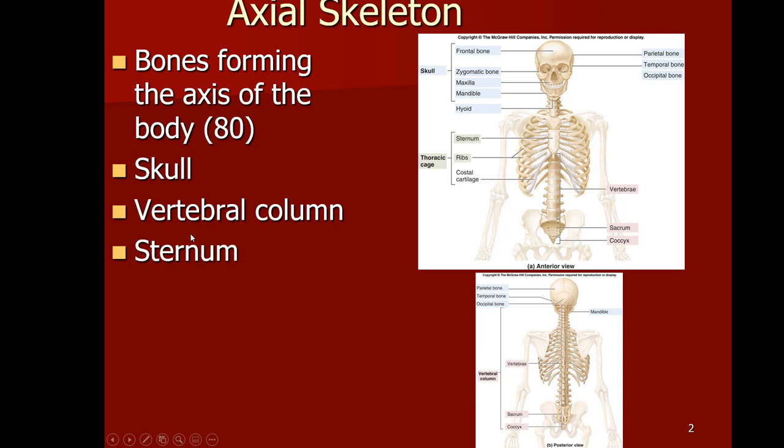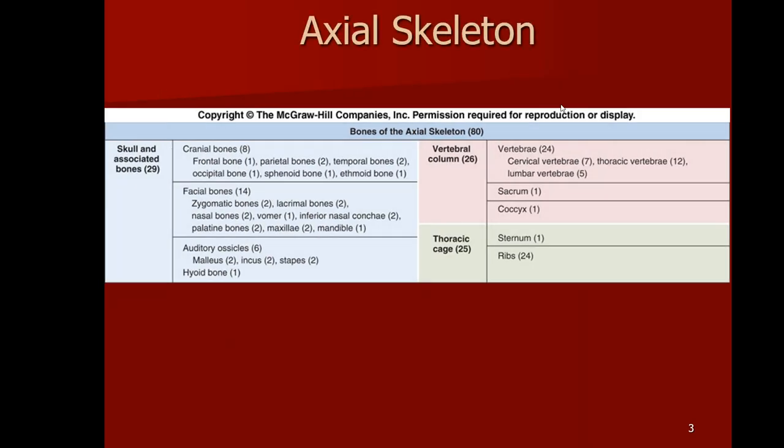So skull, vertebral column, sternum, ribs, also a bone called the hyoid bone, which is found in your neck region, which we'll talk about. This is what the breakdown from your textbook looks like. If you want to actually count the bones and see where we're getting 80 from, you could do that.